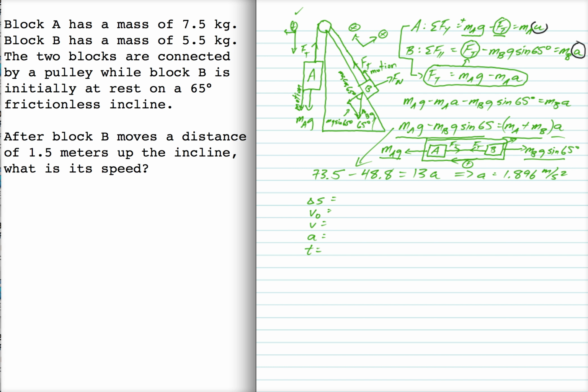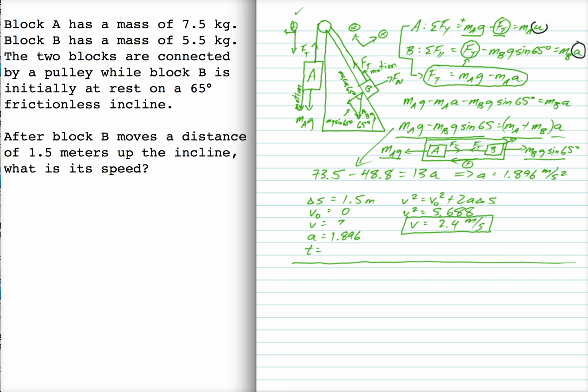I am given that delta S is positive 1.5 meters. Right? We've decided that up the incline is positive for mass B, and down is positive for mass A. The initial speed starts at rest, final velocity is unknown, acceleration 1.896. So I would use the equation that doesn't have time in it to solve for V. If I do that, I get V squared is 5.688, and so V is plus or minus 2.4 meters per second, and I'll take the positive value of that. There's my answer. So that's how to do it using the force method.